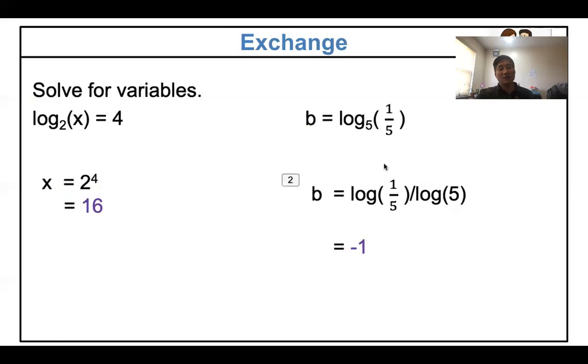But how do you put it in the calculator? Like this: log of 1/5, and the base goes down to the denominator, so divided by log 5. This we call common log. You don't see any base here, right? That we call base 10, but you don't need to write down 10. So log 1/5 divided by log 5, if you put it into the calculator by division, you'll get b equal to -1.